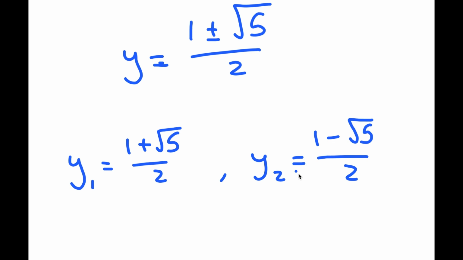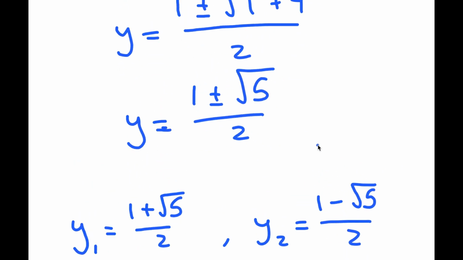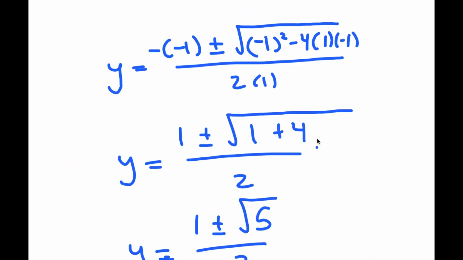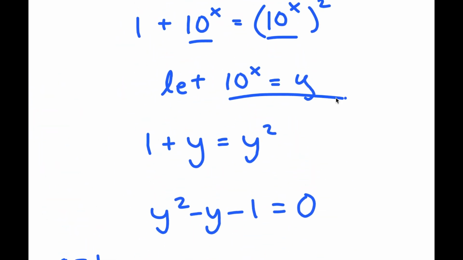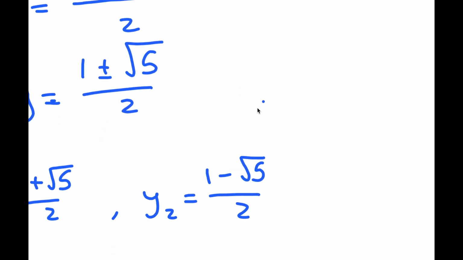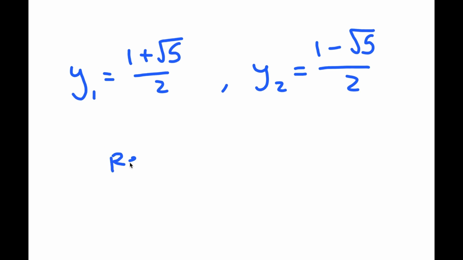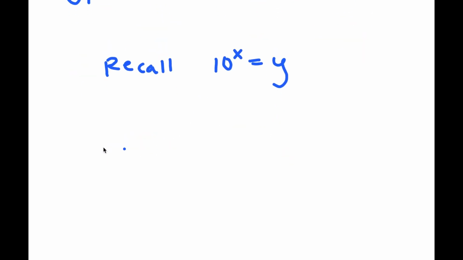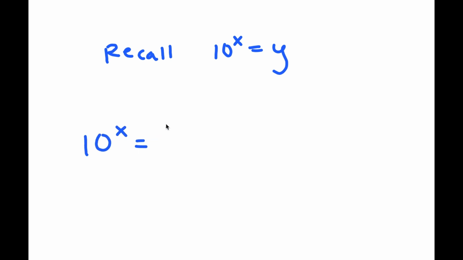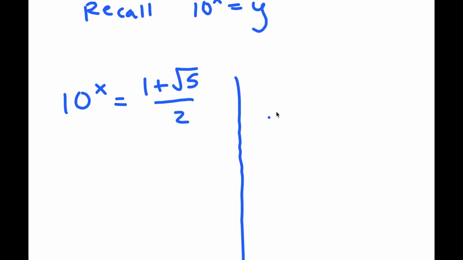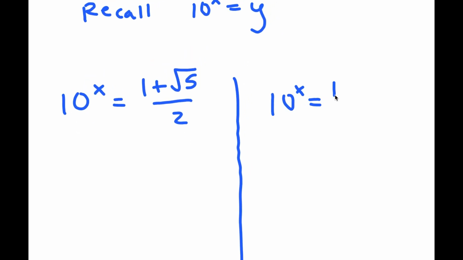So from here, we're going to go back to where we let 10 to the power of x equal y. So if 10 to the power of x is equal to y, then this means that we have two equations here. We have 10 to the power of x is equal to 1 plus the square root of 5 over 2, and we have 10 to the power of x is equal to 1 minus the square root of 5 over 2.